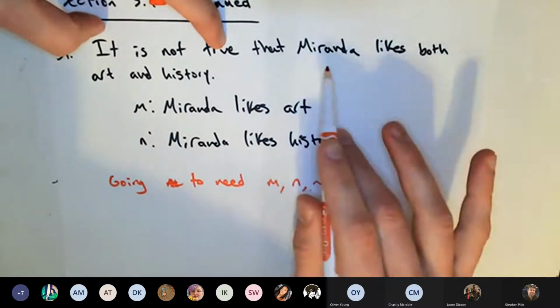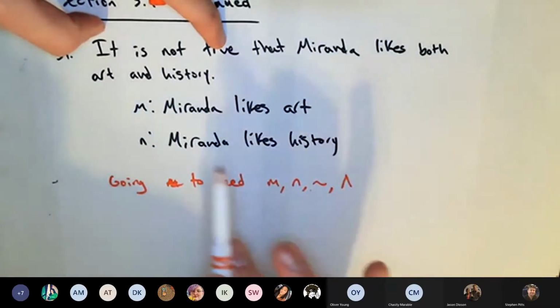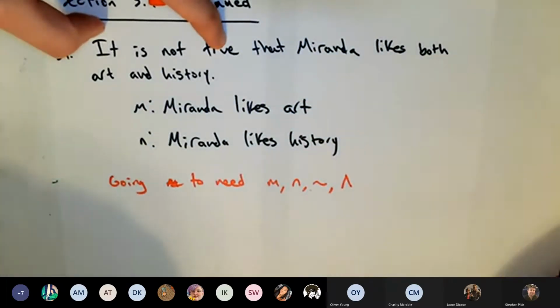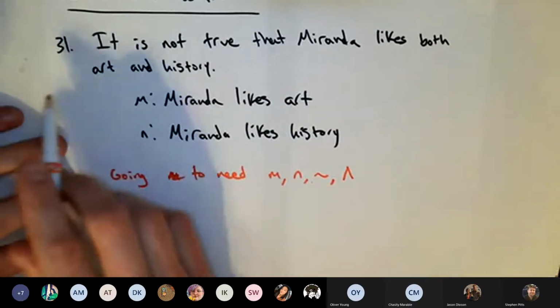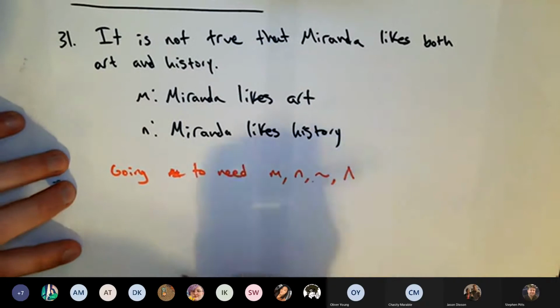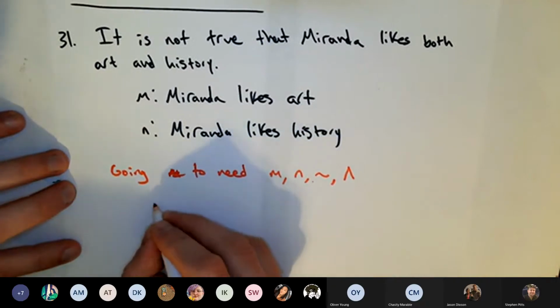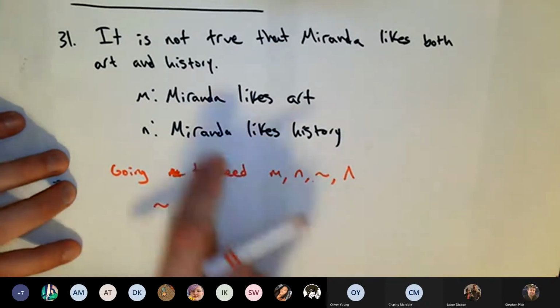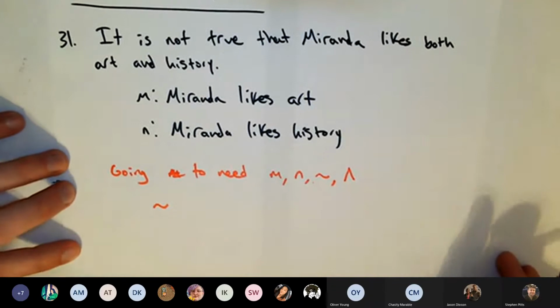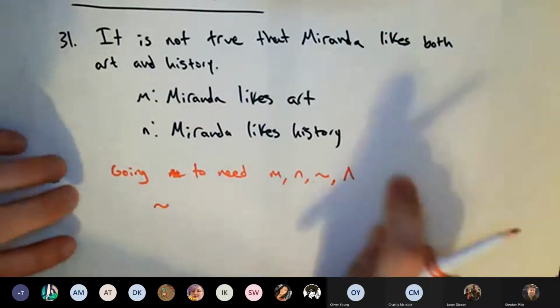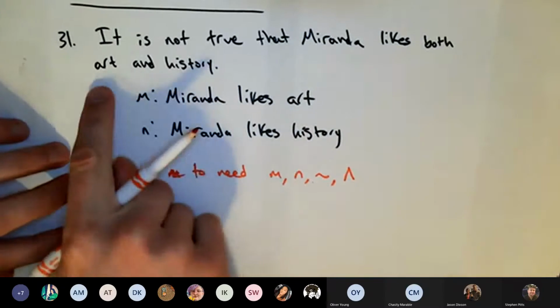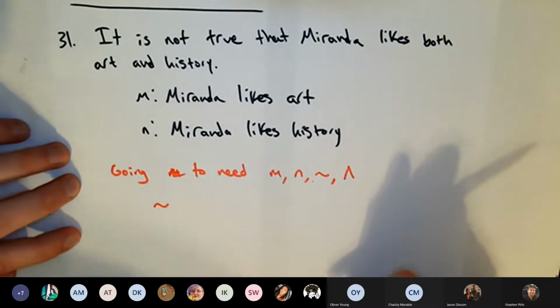We don't say Miranda does not like art and Miranda likes history, right? The negation is all the way out here. So as we're writing this statement in symbol form, we'll start with the negation because it comes first. And what is being negated? Well, the entire Miranda likes art and history statement.